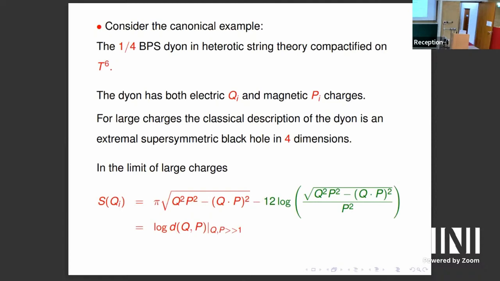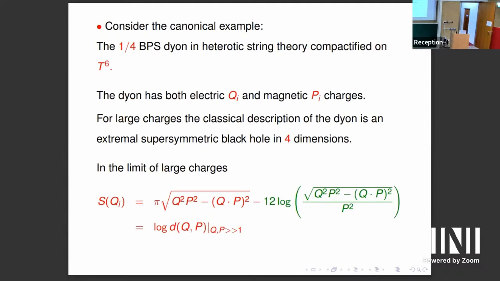And certainly, if you count the log of this degeneracy, which is an index, we are going to compare it with the entropy. I will describe that comparison later. But it will agree. So this is the typical formula you have. Just to have it fixed in mind, there is this area term, and then there is a correction.